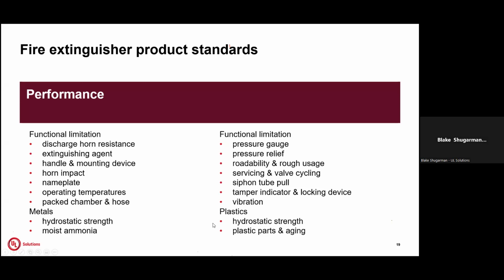The storage container, the cylinder itself, can be plastic or it could be metal. In either case, it has to have the strength hydrostatically determined to withstand the pressures that could be developed in a fire extinguisher. In addition to the hydrostatic strength test, we also have a moist ammonia test for brass containing more than 15% zinc. And we also have for plastics, plastic aging and exposure tests and identification tests to verify that it is being used appropriately in the extinguisher in the future.